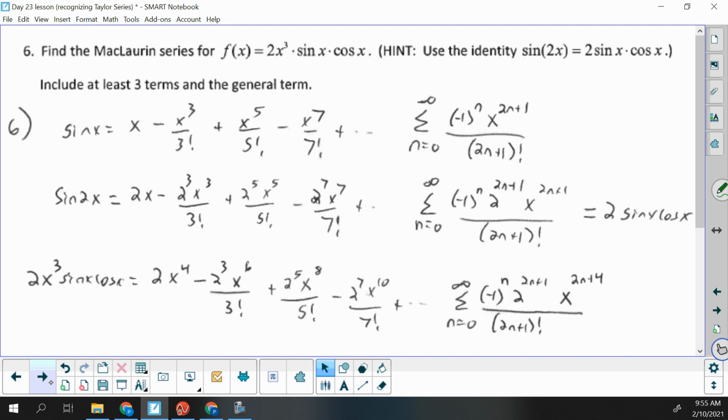For that bottom line, just make sure you have at least 3 of the terms. So if you had that and then that, you would be all set.